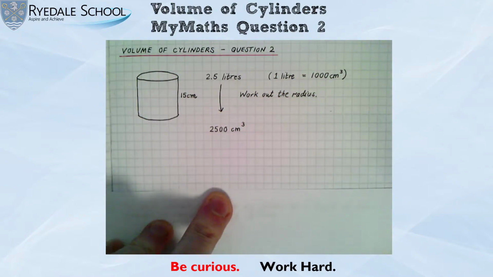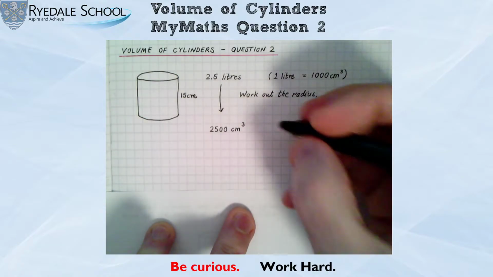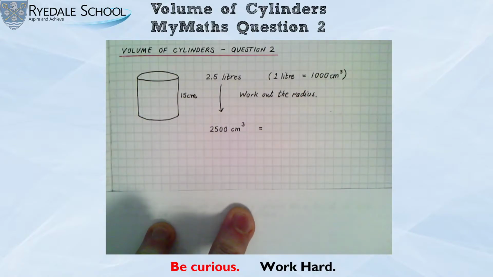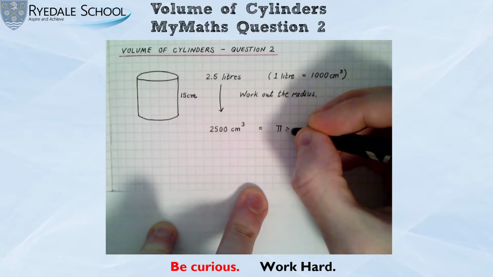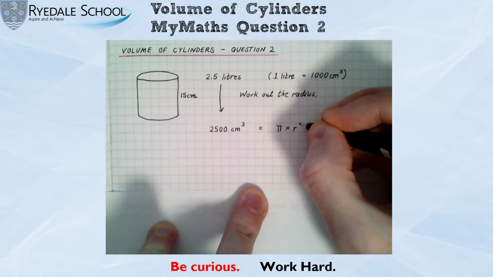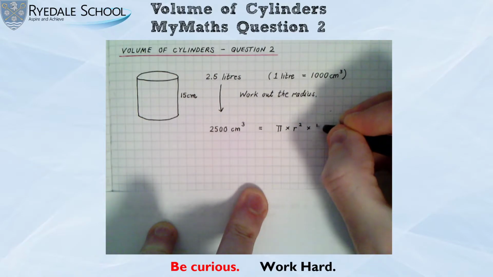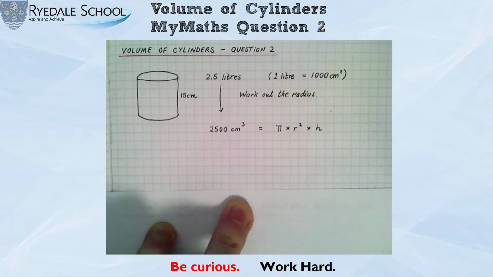Now, if you have been following the instructions for this lesson, you will already have a good idea what the formula is for the volume of a cylinder. And this is a formula you will need to learn. It is pi times radius squared times the height or length of your cylinder. Now we know that pi is 3.14, but I also told you in MyMaths, they like to use the pi button to keep things accurate.